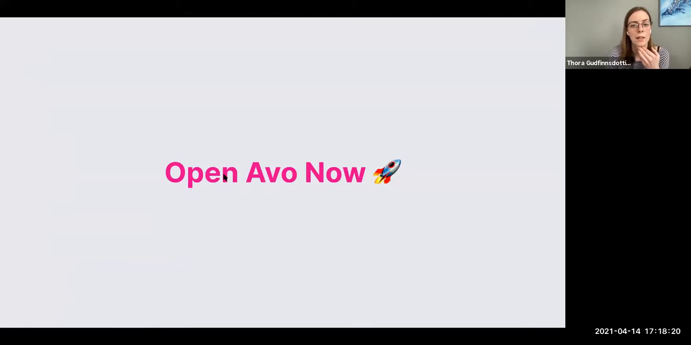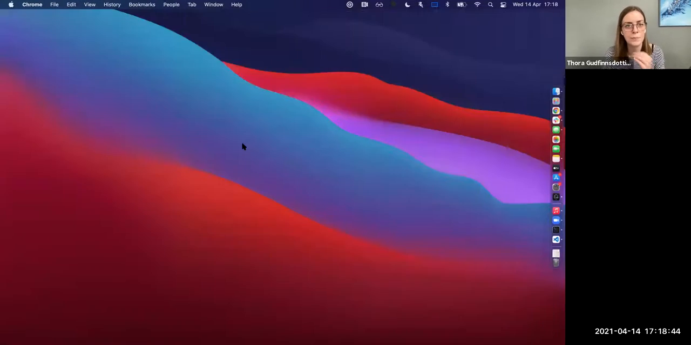So let's get started. And if you have an account with Avo, I would love for you to join me in doing this. Just follow along, create a branch, create events and everything like that while I'm doing it. And I will try to go slowly and allow for you to ask some questions along the way. So open Avo now.